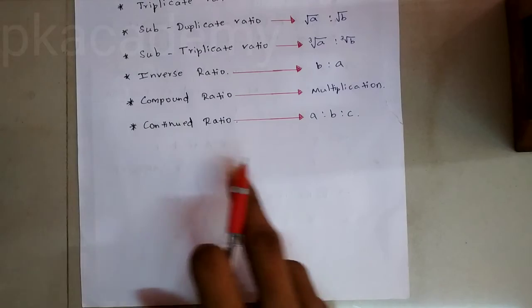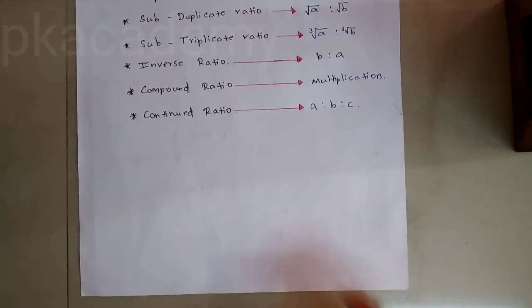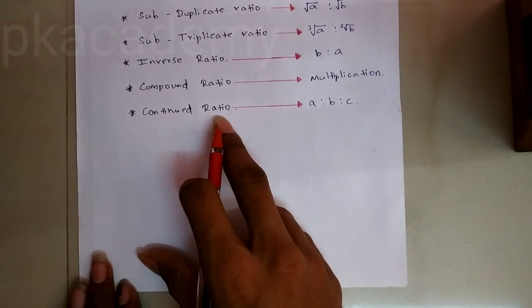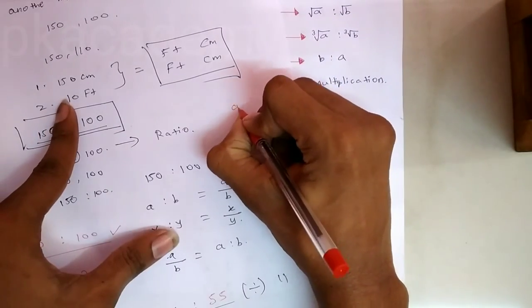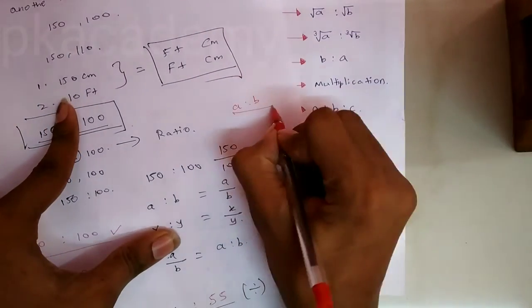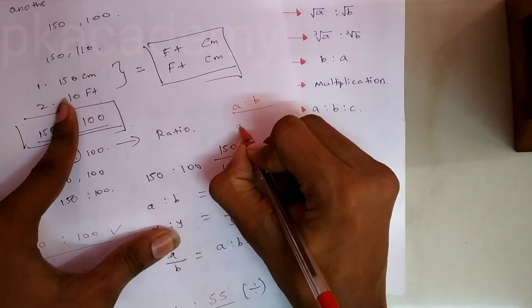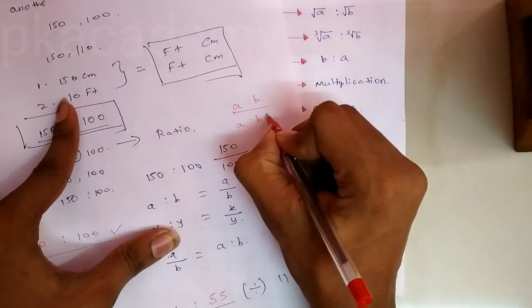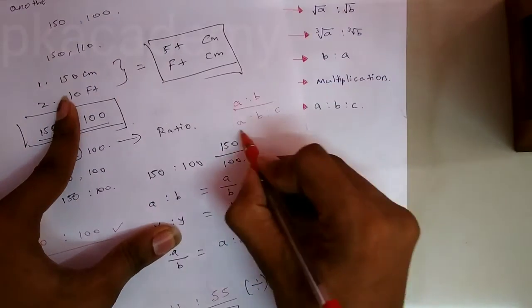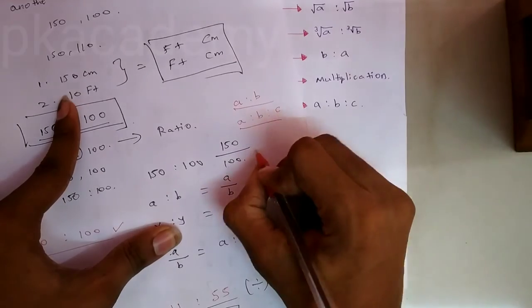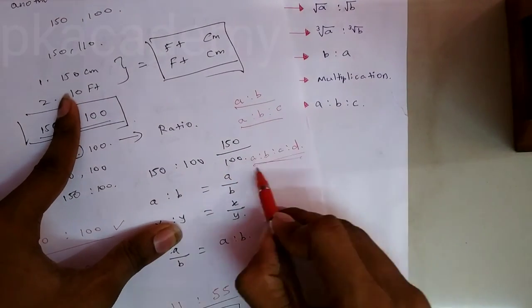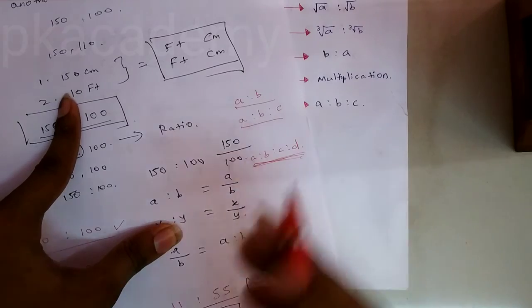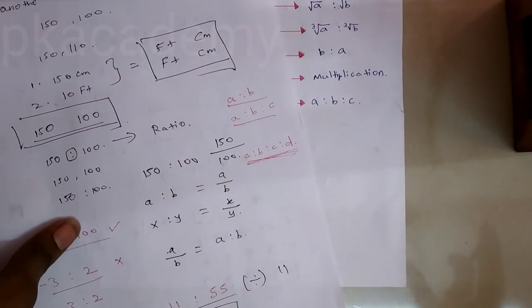Okay, you got it. Basically, continued ratio means when more than two items are compared. For example, when A is to B is compared, this is a normal ratio. But when more than two quantities are compared, for example, A is to B is to C, then it is a continued ratio. A is to B is to C is to D is also a continued ratio. In short, continued ratio means when more than two numbers are compared.